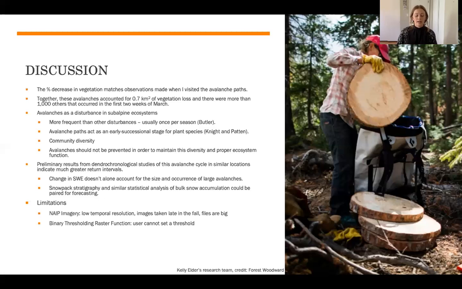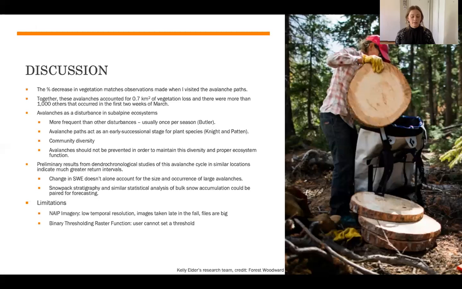I also found that snow water equivalent wasn't the only thing that accounted for the return interval of avalanches this large. The return intervals I calculated indicated that similar events would occur every 9 to 21 years, but this doesn't alone account for the occurrence of similar avalanches. Kelly Elder, who is a researcher with the Rocky Mountain Research Station, is currently using dendrochronology to determine the return interval of the 2019 cycle.